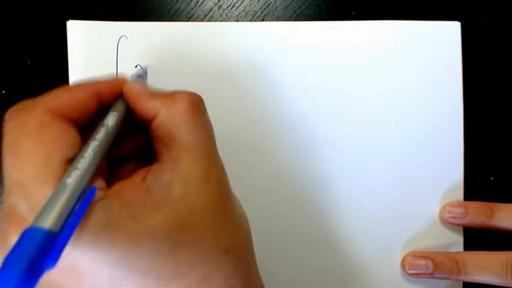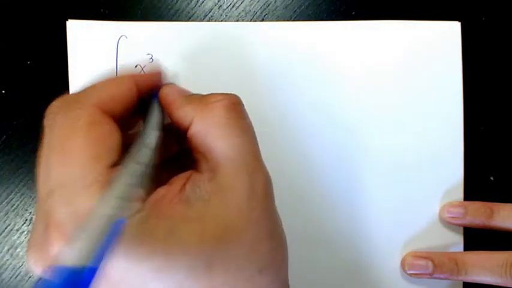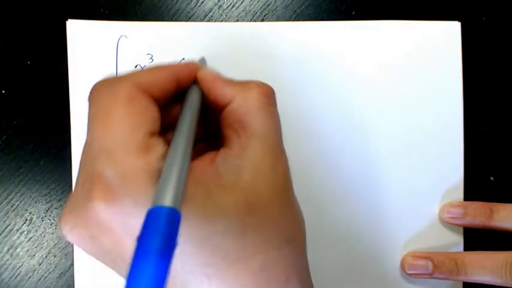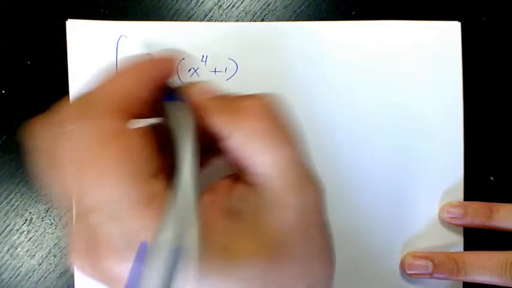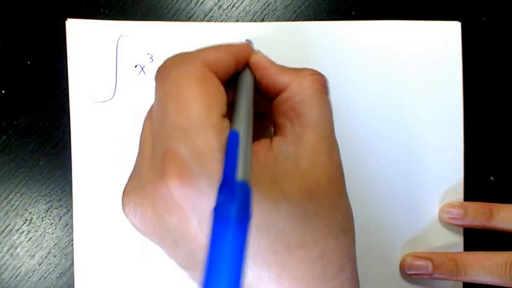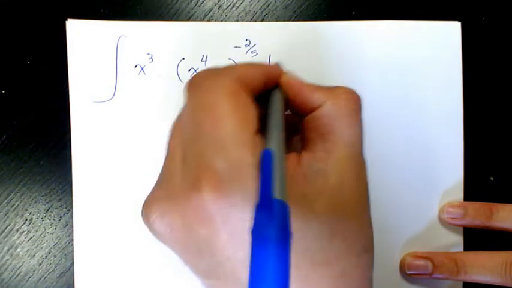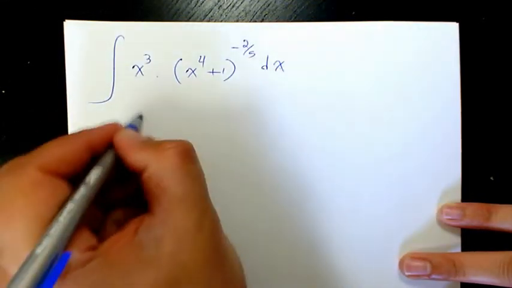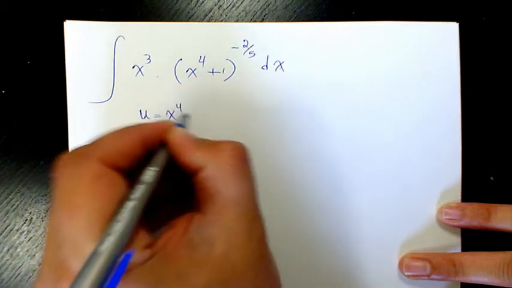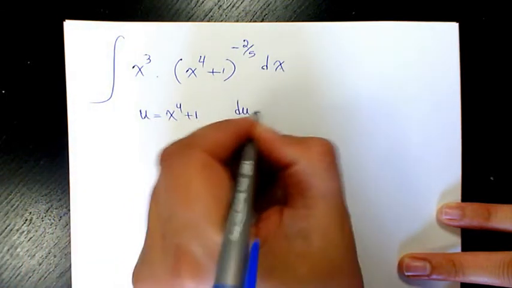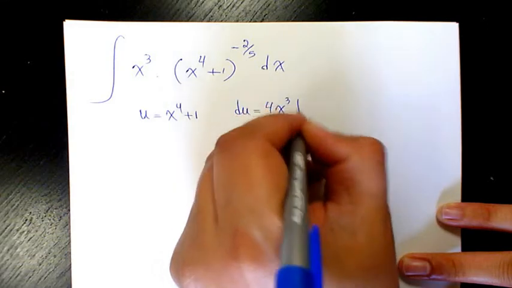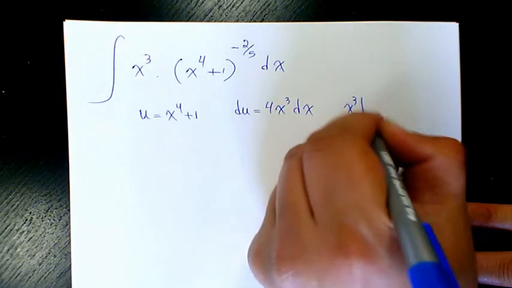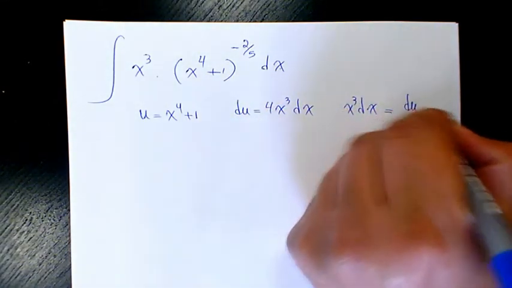Next one is the integral of x cubed times (x to the power of 4 plus 1) to the power of negative 2 over 5 dx. So in this example, I'm going to consider u as x to the power 4 plus 1. So du is going to be 4x cubed dx. So x cubed dx is going to be du over 4.